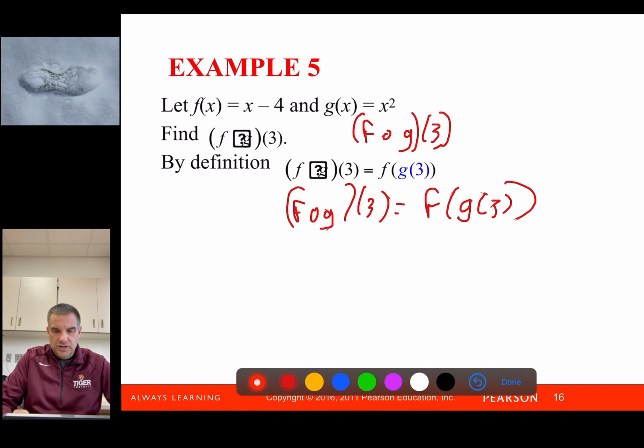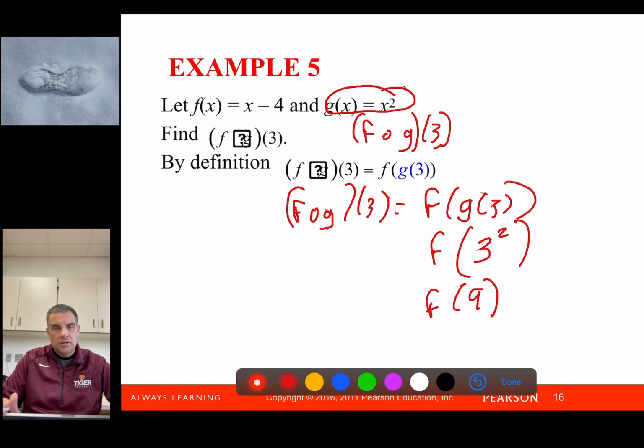Well, my g function is x squared. So anywhere I see an x in that g function, I'm going to replace it with a 3. So that means this middle part is really going to be 3 squared. And then I have to find f of 3 squared. Well, 3 squared is 9. So now I have to find f of 9.